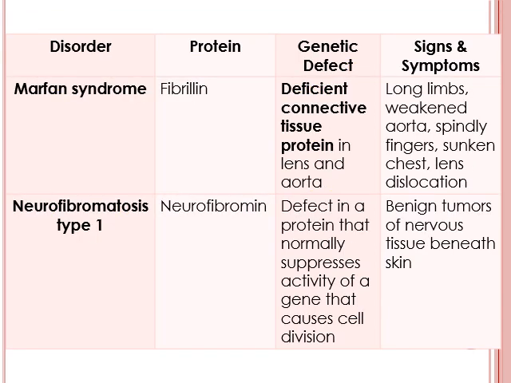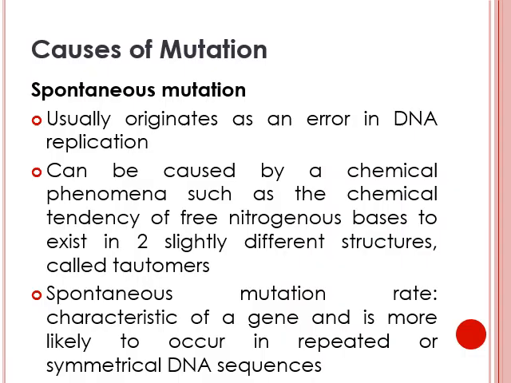We also have Marfan syndrome. The protein involved is fibrillin, so a deficient connective tissue protein can cause long limbs, a weakened aorta, spindly fingers, sunken chest, and lens dislocation. We also have neurofibromatosis type 1. The protein involved is neurofibromin, a defect in a protein that normally suppresses activity of a gene that causes cell division. It can cause benign tumors of the nervous tissue beneath the skin.